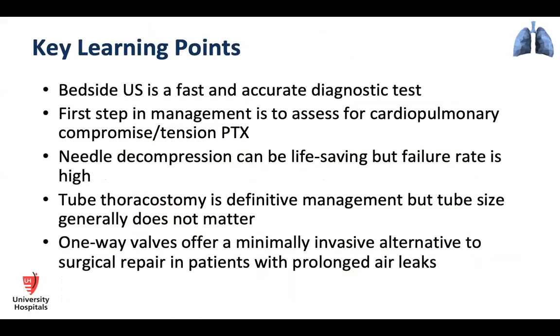Assess cardiopulmonary compromise. If there is tension pneumothorax, you want to always drain the chest. Don't worry about the lung injury, drain the chest. Needle decompression can be life-saving. If it doesn't work, then tube thoracostomy. And in prolonged air leak, surgery is option number one. If patient's not a surgical candidate, we can consider valves, but they don't work very well.